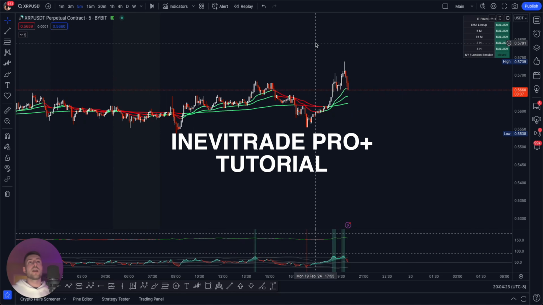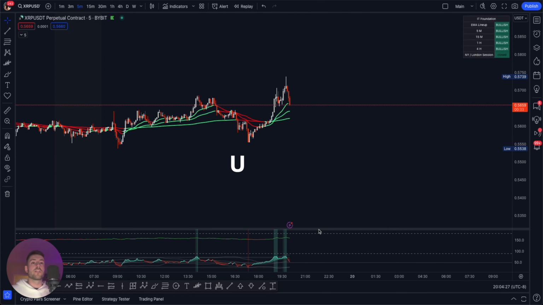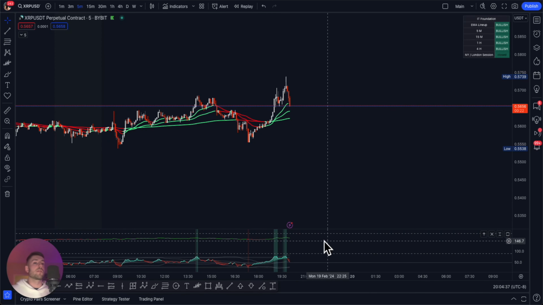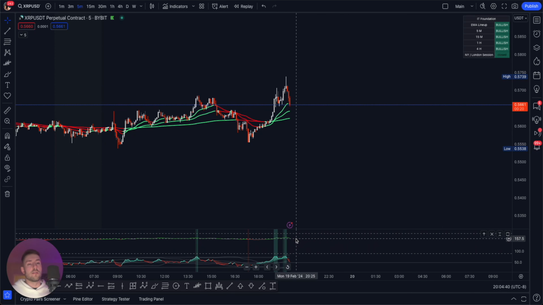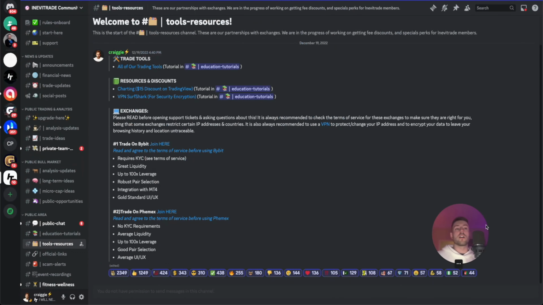I'm going to show you how to use the Inevitrade Pro Plus indicator, which is a custom indicator that we built as a community that consists of a cloud highlight, RSI, Bollinger Bands, and something called strength versus Bitcoin, which is going to show us the relationship of a certain crypto compared to the strength or weakness of Bitcoin at the time.